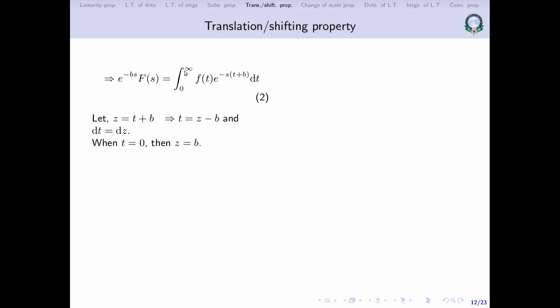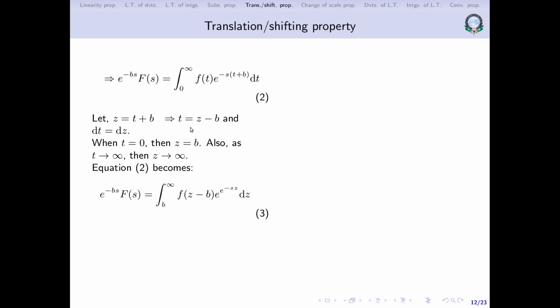Okay, why am I doing this? Because I want to find out what will be the limits of the integration when I substitute these variables. So here I am integrating with respect to t, so the lower limit is 0. When the lower limit of t is 0, the lower limit of z will be b, and the upper limit of course will still remain infinity. When t goes to infinity, z will also go to infinity.